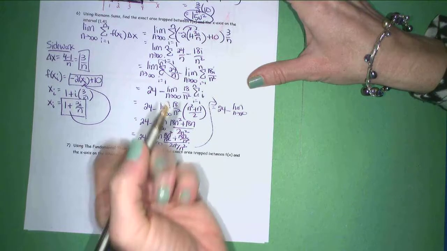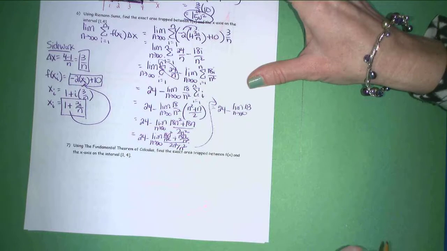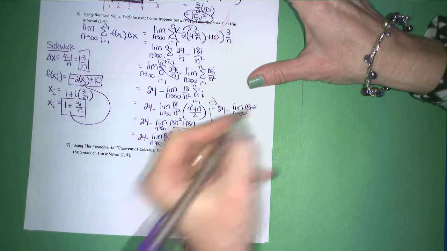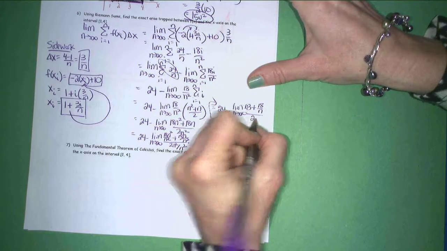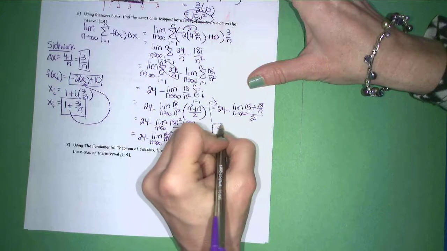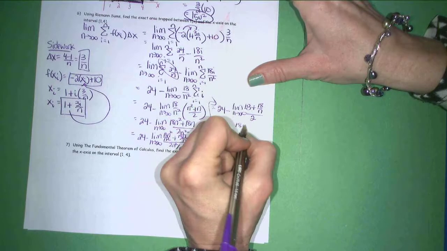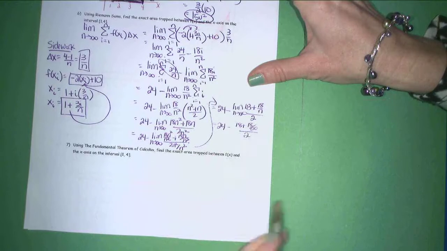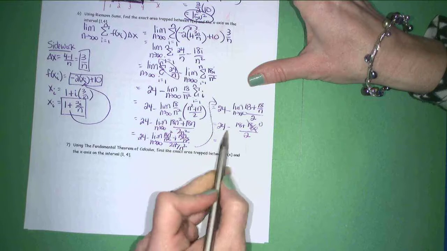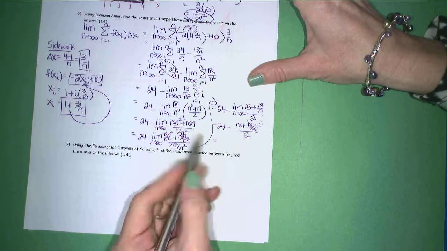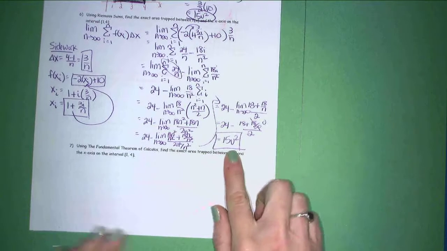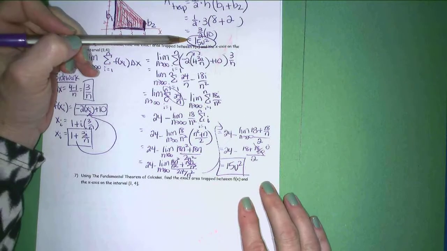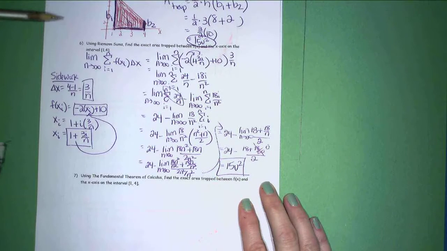18n squared divided by n squared is the constant 18. 18n divided by n squared is 18 over n. 2n squared divided by n squared is just 2. Now I can plug infinity back in for n, and it will result in 18 over infinity, which will head towards 0, leaving me with 24 minus 18 divided by 2, 24 minus 9, 15 units squared. And so Riemann has just confirmed the geometry we did earlier, which also confirmed the midpoint rectangles.